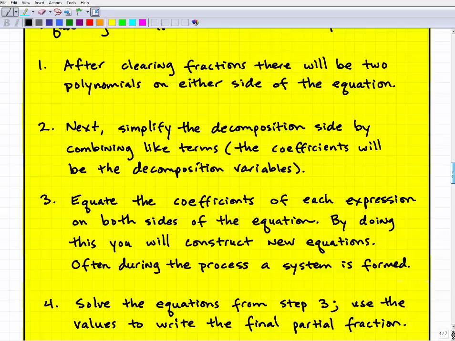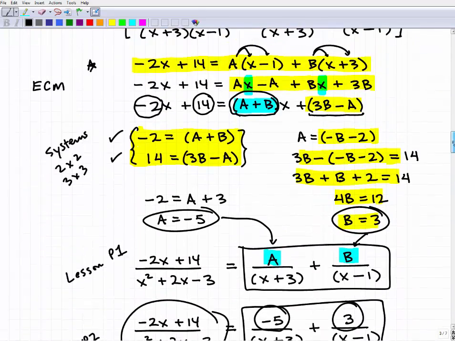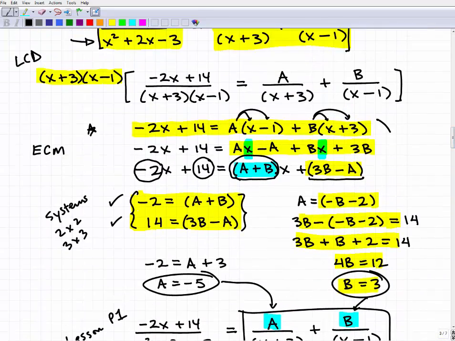So let me just scroll up and show you what that is. This is what we're talking about in step 2, using the distributive property and combining like terms over here. That's what step 2 means.